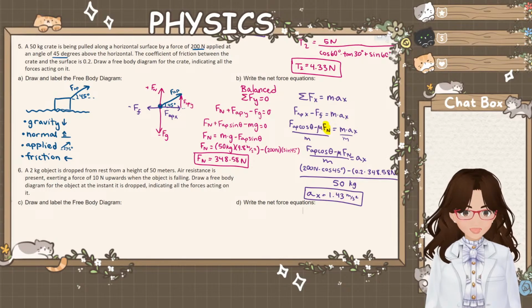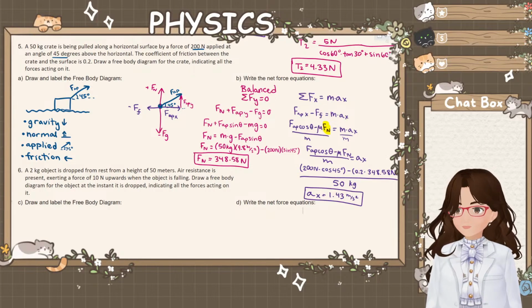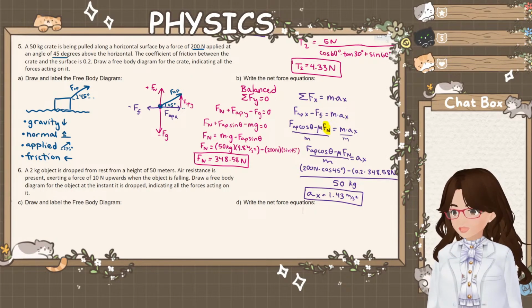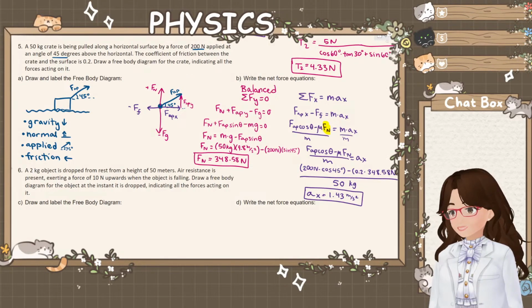There are some problems in your physics classes where there will occasionally be air resistance. So in this case, a 2 kilogram object is dropped from rest from a height of 50 meters. Air resistance is present, exerting a force of 100 newtons upwards when the object is falling. So we're given some information there. 100 newtons upwards when the object is falling, air resistance. Draw a free body diagram for the object at the instant it is dropped, indicating all forces acting on it.